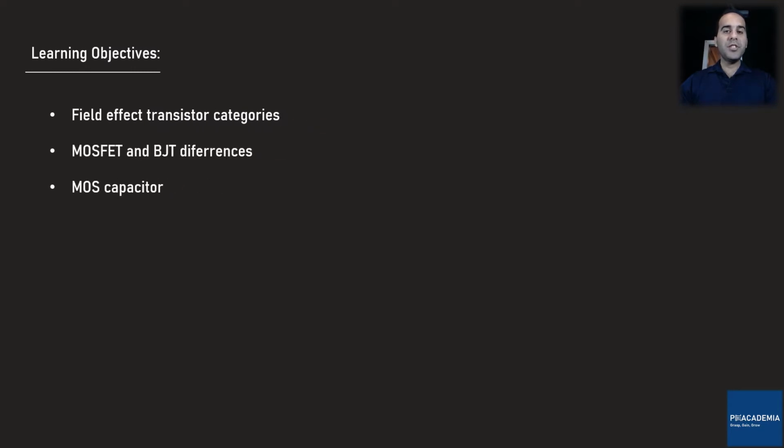By the time you finish this lesson, you will learn the field effect transistor categories, MOSFET and BJT differences, and the MOS capacitor.